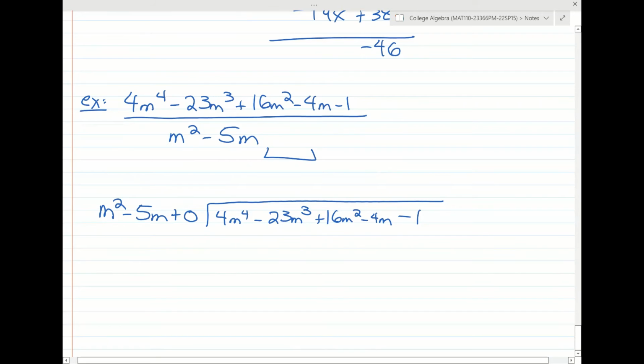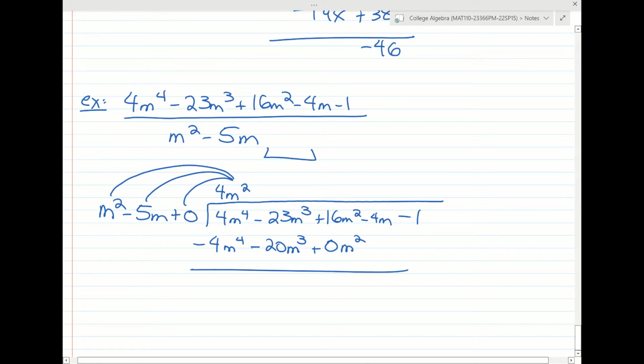So let's go ahead and do the same thing we just did. Look at the first terms. M squared times what is 4m to the fourth? The answer is 4m squared. Then we multiply and subtract. So 4m to the fourth minus 20m to the third plus 0m squared.